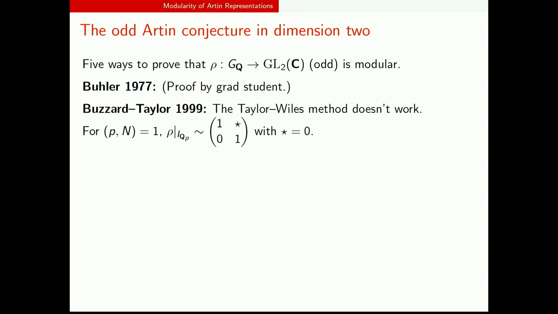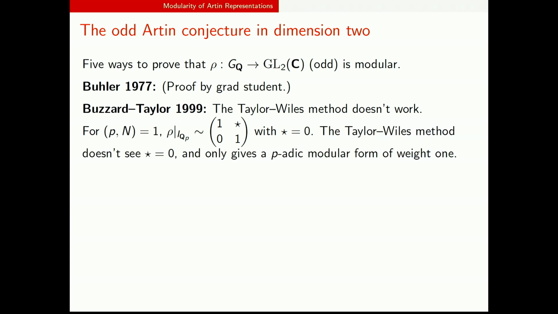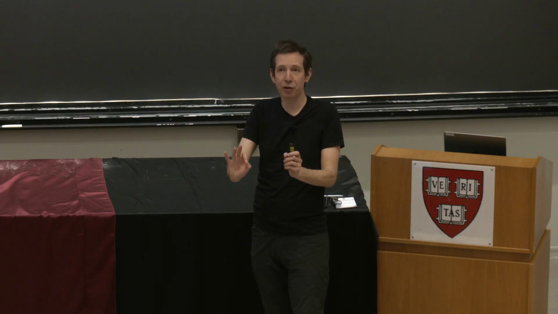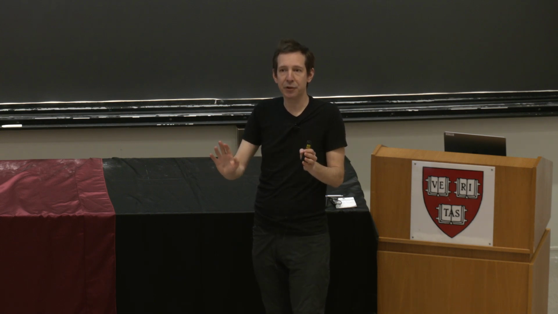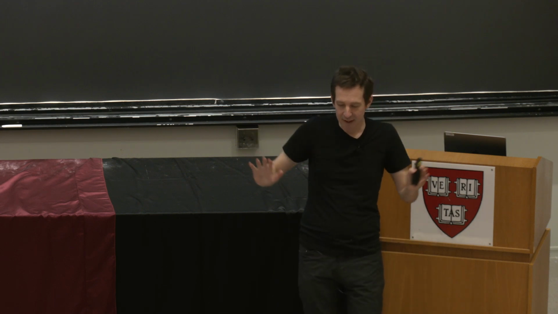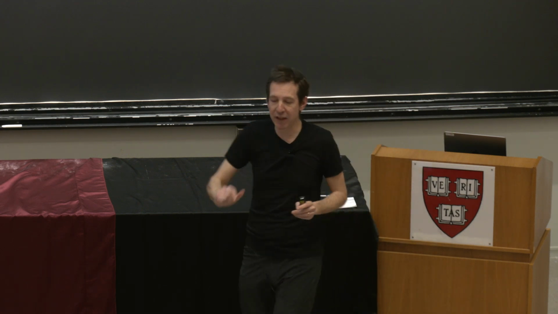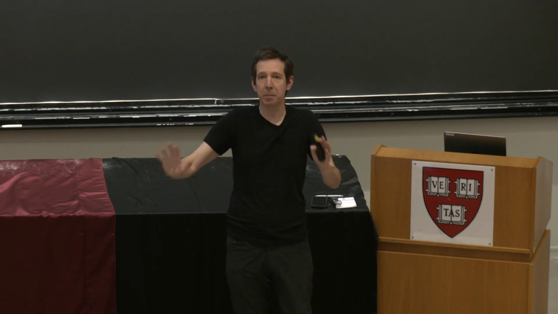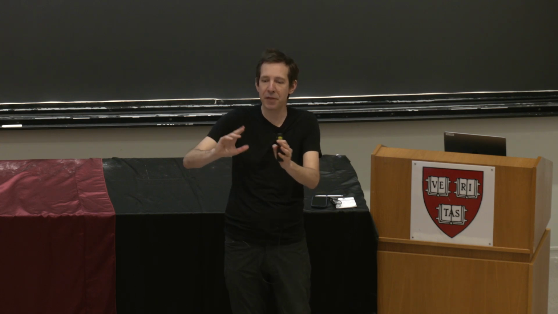So why have I written this as upper triangular with star equal to 0? The problem is that when you try to apply the Taylor-Wiles method, you can't naturally put in the condition that it's unramified, but you can naturally put in the condition that it's upper triangular and ordinary. And so what ends up happening if you try to use the Taylor-Wiles method is that you don't see the fact that star was equal to 0. And so what you produce is, in the end, an ordinary p-adic modular form of weight 1, but you don't know if that's classical or not. There really do exist ordinary p-adic modular forms of weight 1 for which that star is really non-zero and which really don't correspond to Artin representations. So somehow the Taylor-Wiles method isn't seeing this distinction.